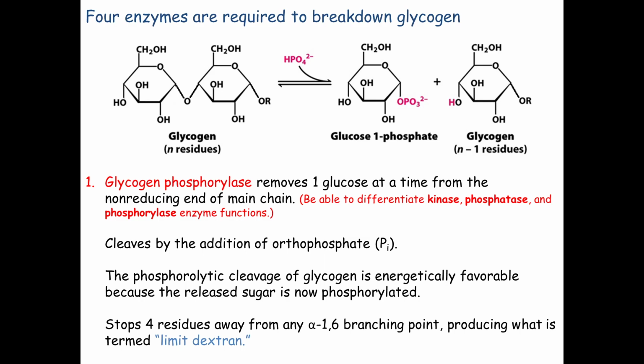When we get to that point, it's called limit dextrin. So when the enzyme cannot reach the next bond, I can't cut the next 1,4 bond, it's called limit dextrin. And we need to do some rearranging at that point.